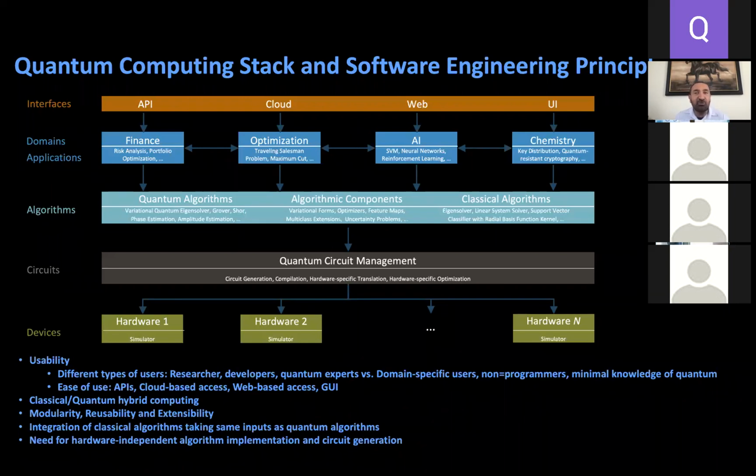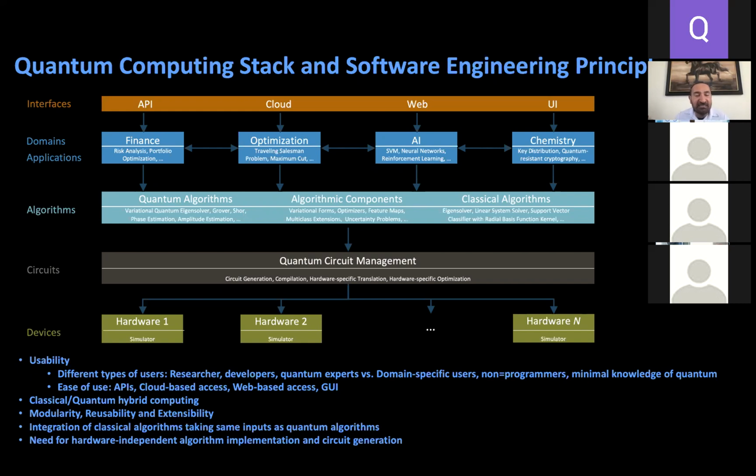But the quantum algorithms are often known by the names of their inventors. That also is a sign of how difficult it is to find and to devise a new quantum algorithm. For example, Shor's algorithm, Grover's algorithm. So these algorithms are known by the name of their inventors. The algorithms, as I will motivate later, are partitioned in algorithmic components like variational forms, optimizers, feature maps, and so on.